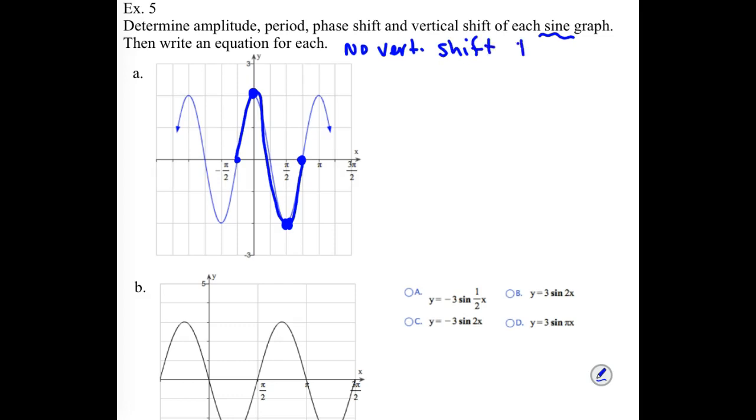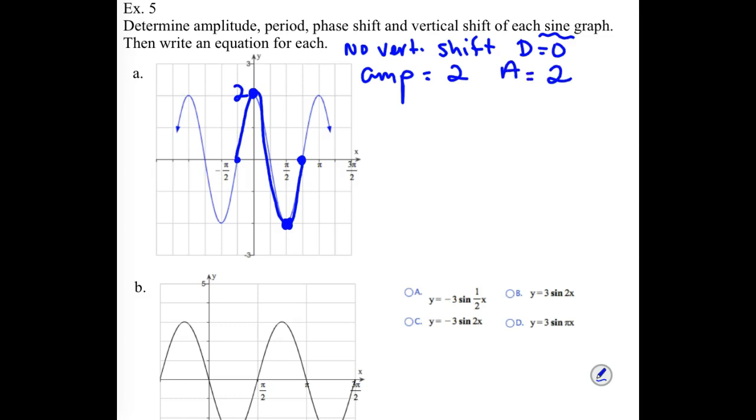So in our equation, our d value would be 0. But we did stretch it. So if you look at our values here, this would be a 2. So our amplitude is going to be a 2. We did not reflect it at all, so we're starting at 0 and going up instead of starting at 0 and going down, which would happen if we've reflected over the x-axis. So our amplitude is 2. It would be a positive a value of 2.